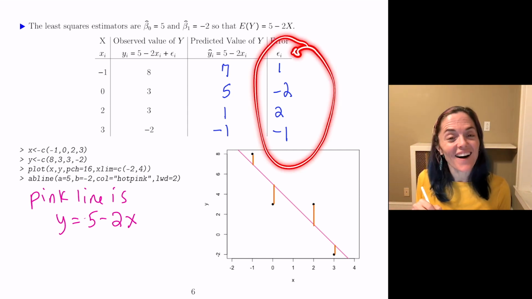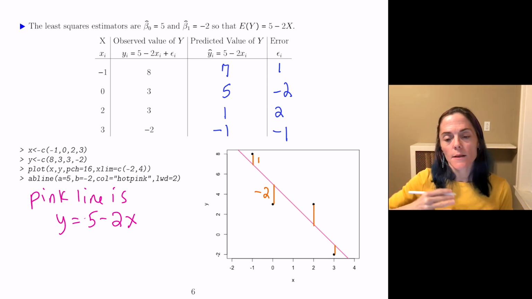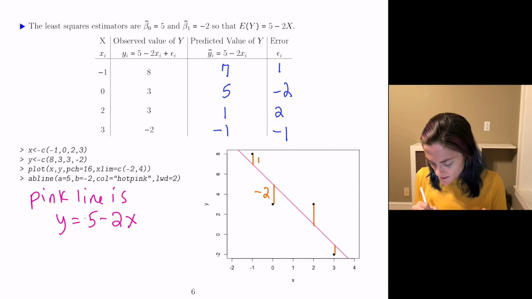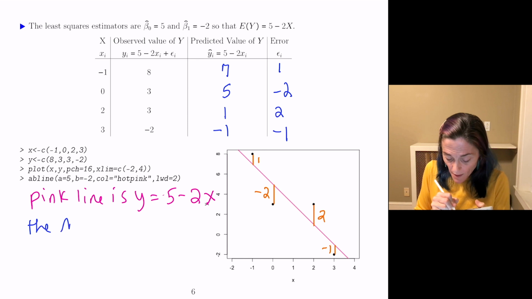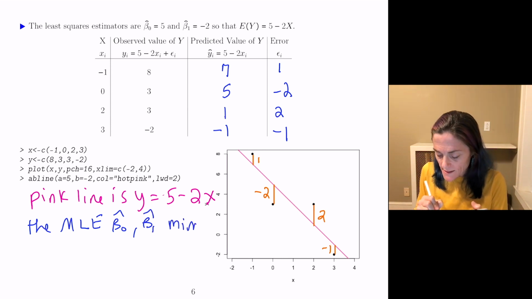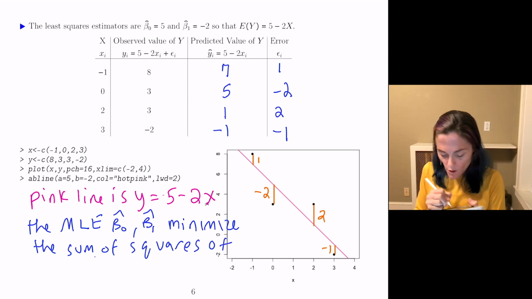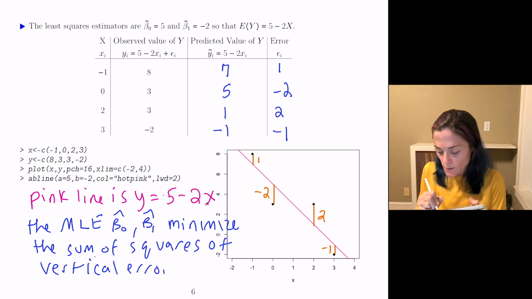Well, how do we see this column? Okay, this length is 1. This length is -2. The negative is because the point sits below the line. This is 2, and this is -1. So the MLE, beta 0 hat and beta 1 hat, they minimize the sum of the squares of the vertical error bars in this picture.